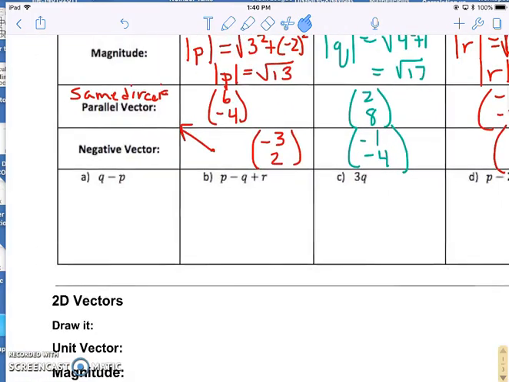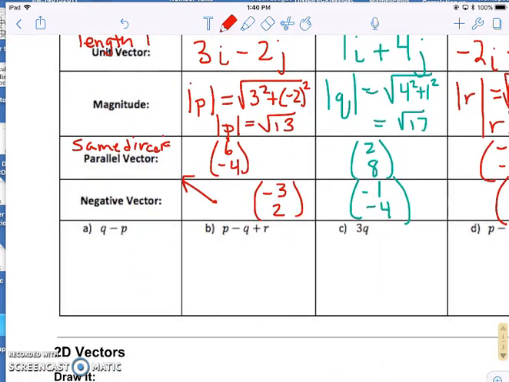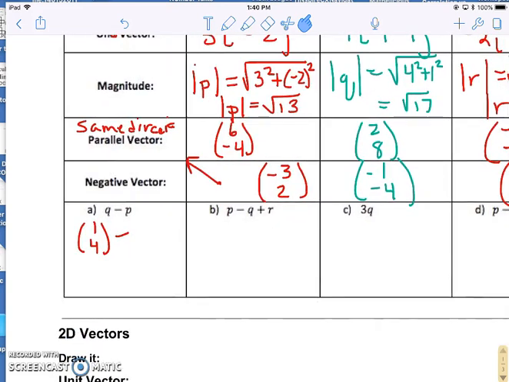And then down here at the bottom, we have Q minus P. So when we do this, Q minus P, that's saying we have 1, 4 minus 3, negative 2. All we have to do is subtract our x components and our y. So 1 minus 3 is negative 2. 4 minus negative 2 turns into 4 minus a negative, so add 2. So that would be negative 2, 6.